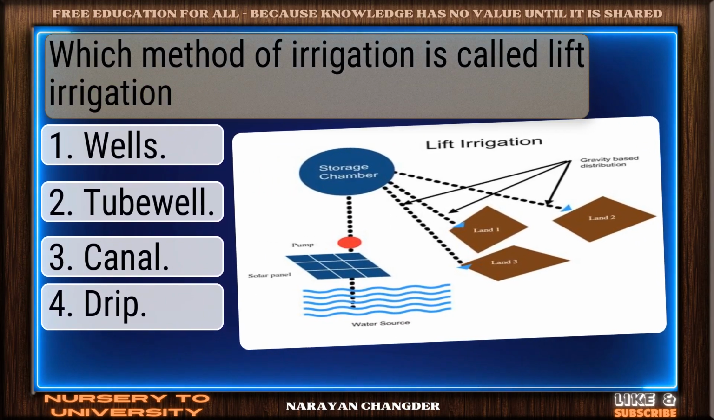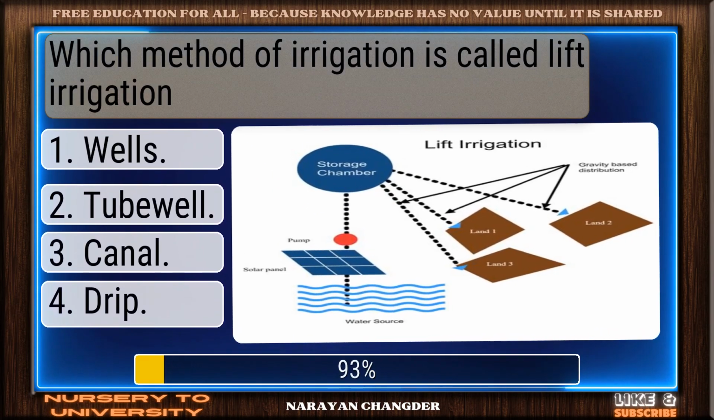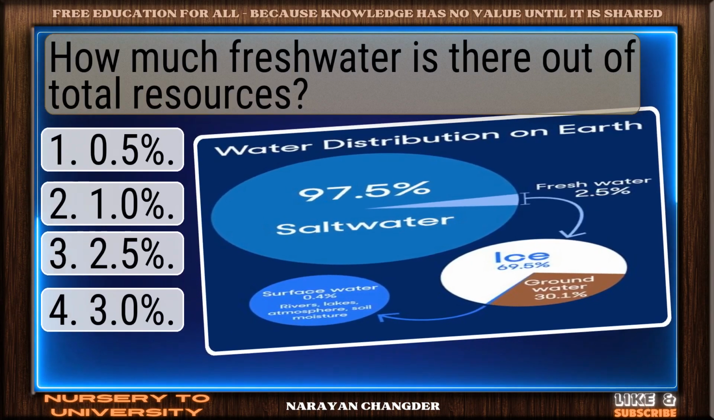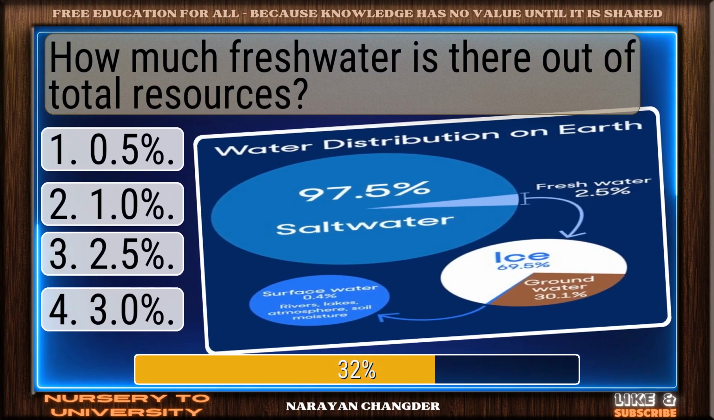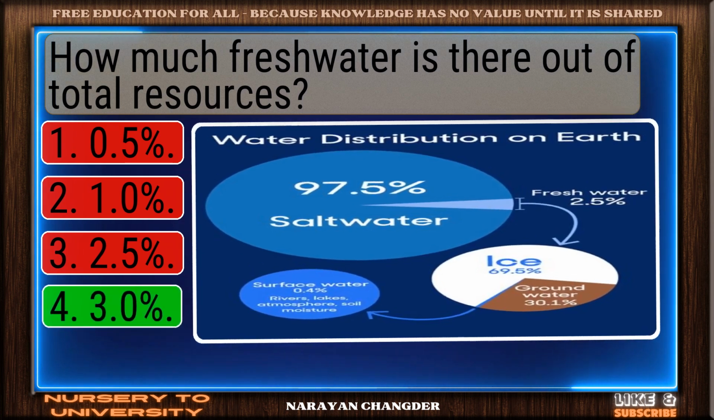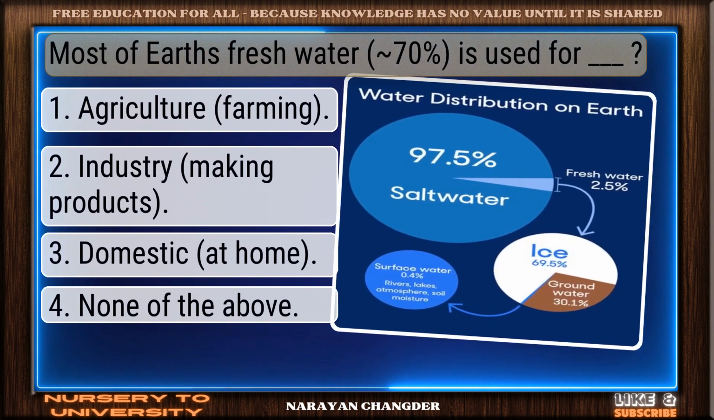Which method of irrigation is called lift irrigation? Nice work. Tube well fits perfectly. How much fresh water is there out of total resources? Sharp thinking. 3.0% is right. Most of Earth's fresh water is used for dash.